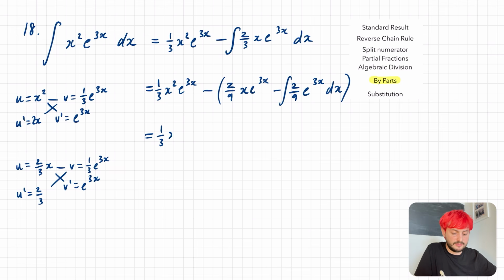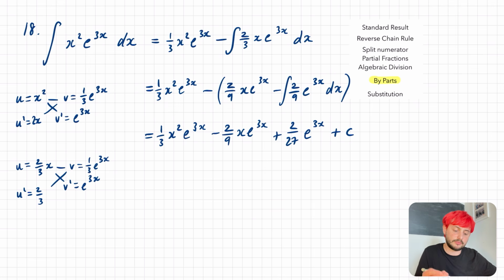So rewriting that first term, a third x squared e to the 3x minus 2/9 x e to the 3x plus the integral. The reason it's a plus is because there's a negative and a negative. The integral of this is just going to be a standard result plus some scaling. So I know it's going to be an e to the 3x, and it's already a 2/9, but I'm going to have to scale it by a third. So it's going to be 2/27. A third of 2/9 is 2/27, plus c. I kind of like this question because you can see some patterns here.